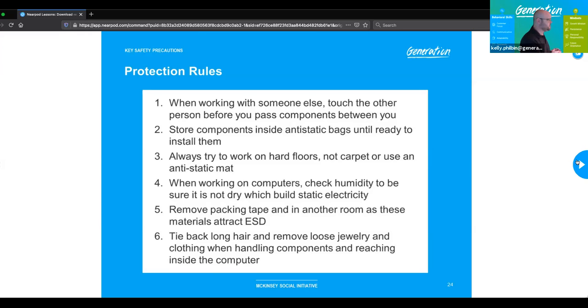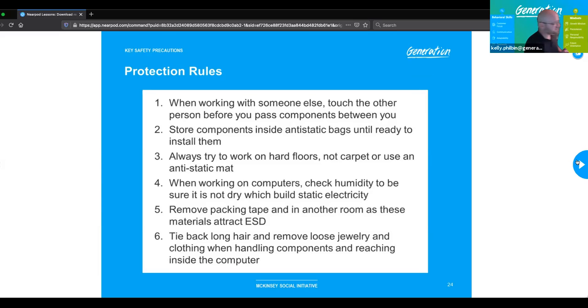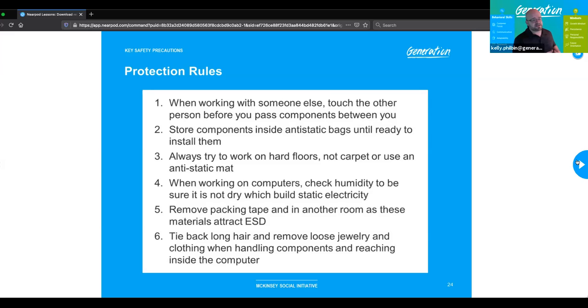Ashton, can you please read number 3? Always try to work on hardwood floors, not carpet, or use an anti-static mat. Excellent. Why not carpet? Static charge. There you go. Many of us shuffle our feet without even thinking about it, and it builds up a charge, which is why every time you go into a server room, you should never see carpet, ever. It should always be concrete, laminate, something along those lines that will not build up a static charge.